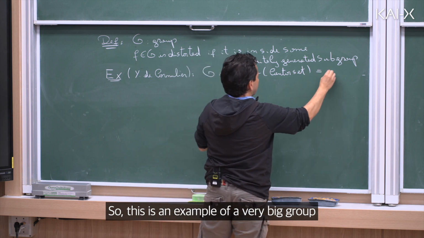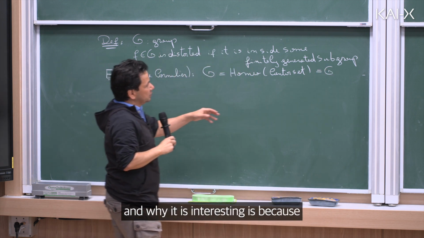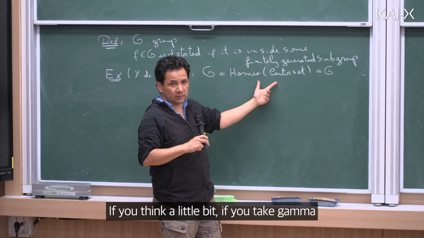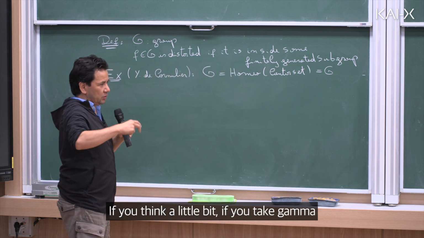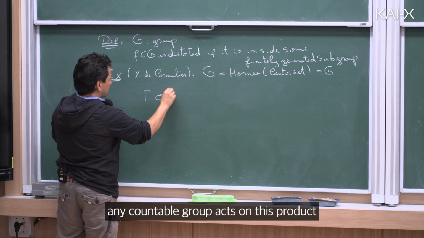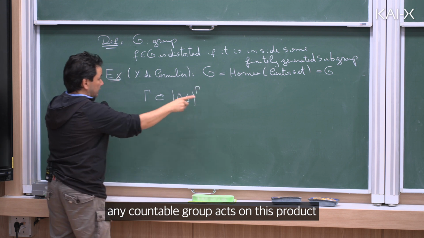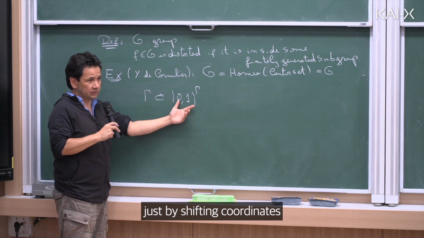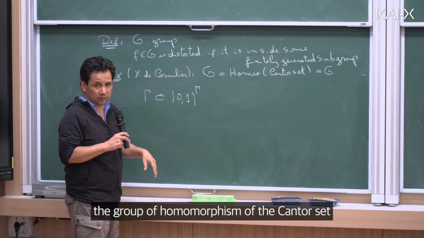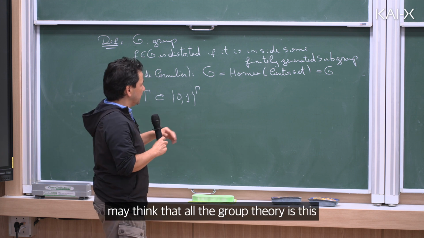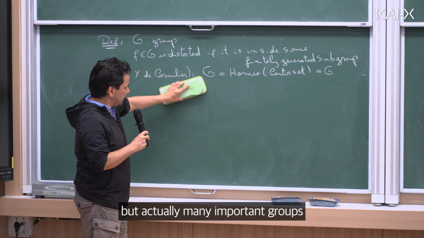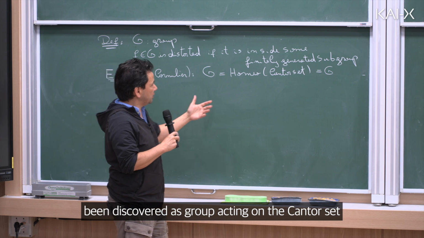So this is an example of a very big group. Why is it interesting? It is because every countable group sits inside the group of homeomorphisms of the Cantor set. If you think a little bit, if you take gamma, any countable group, it acts on this product just by shifting coordinates. And if gamma is infinite, this is a Cantor set. So every group sits inside the group of homeomorphisms of the Cantor set. So if you think dynamically, you may think that all the group theory is inside. This may seem very naive, but actually many important groups have been discovered as groups acting on the Cantor set.